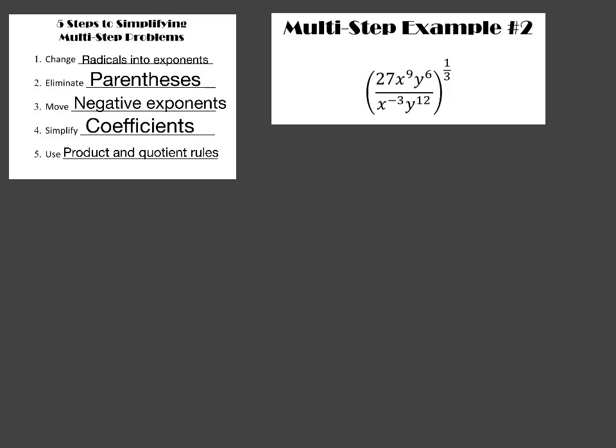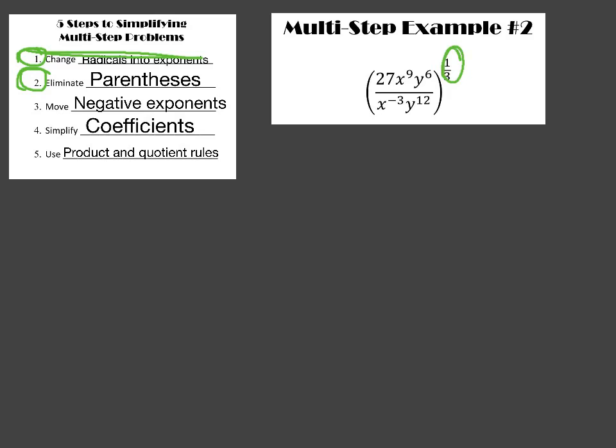First, we're just going to focus on step number 1. It says change radicals into exponents. Well, do I see a radical shape anywhere in my problem? No, I don't. So I don't have to do step number 1. Step number 2 says eliminate parentheses. Well, I do see parentheses here. It's around my whole problem. So I know I have to take this outside exponent and put it on everything on the inside.